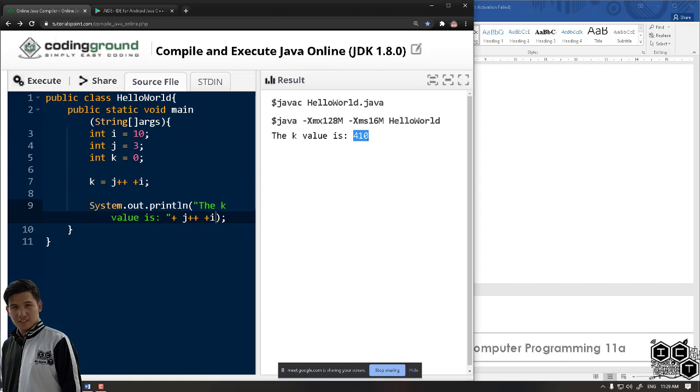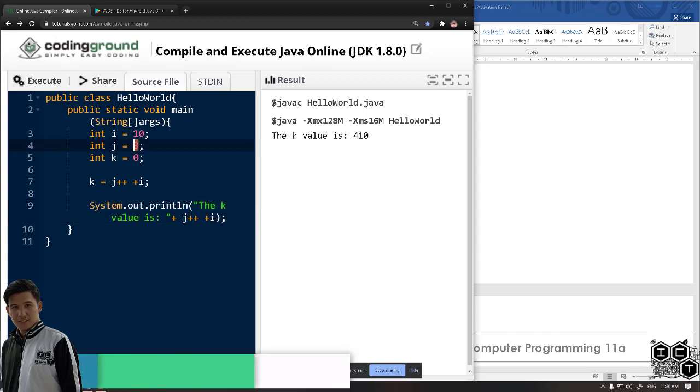Bakit kaya 410 ang lumabas dito? Okay. The answer is simple. On this part of the equation, itong j plus plus inside this statement was executed. Dun siya naglagay ng value. Tingnan mo ha. J is equal to 3 plus plus. Kasi pag nasa loob ka ng statement mismo. Kanina ito, nasa execution phase, initialization phase lang, kaya hindi siya na-execute totally.